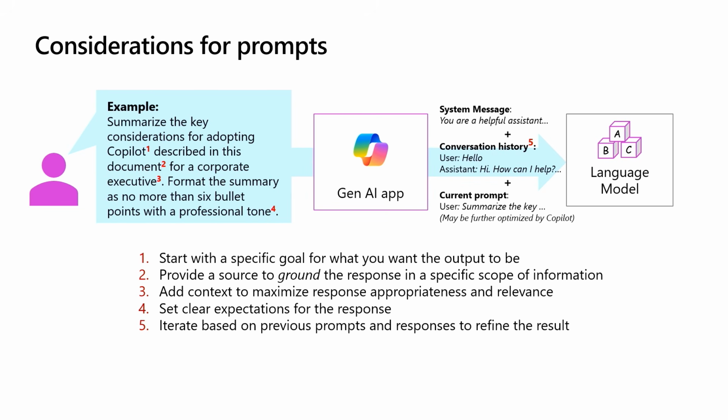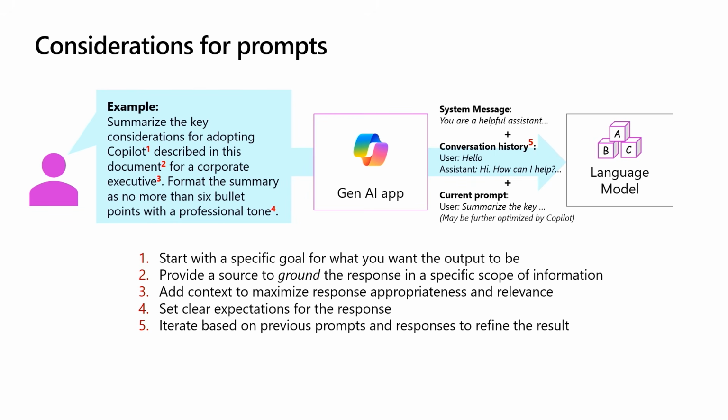First, start with a clear goal. Be explicit about what you want the assistant to do. Instead of saying, "write something about AI," say, for example, "write a 200 word blog post explaining why AI is important for healthcare." Second, provide a source of grounding information. This ensures the response is based on real data, not just general knowledge.